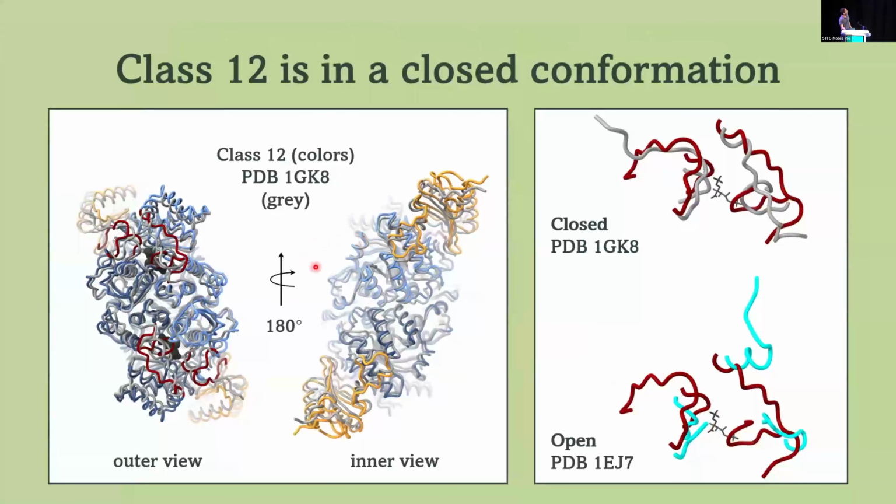So we overlaid the model that we got with the published crystal structure. It overlays very nicely. And what we can see is that it overlays better with the closed conformation. The important loops overlay better with the closed conformation. And from that, we conclude that at least this class 12, the best resolved one, is in a closed conformation.